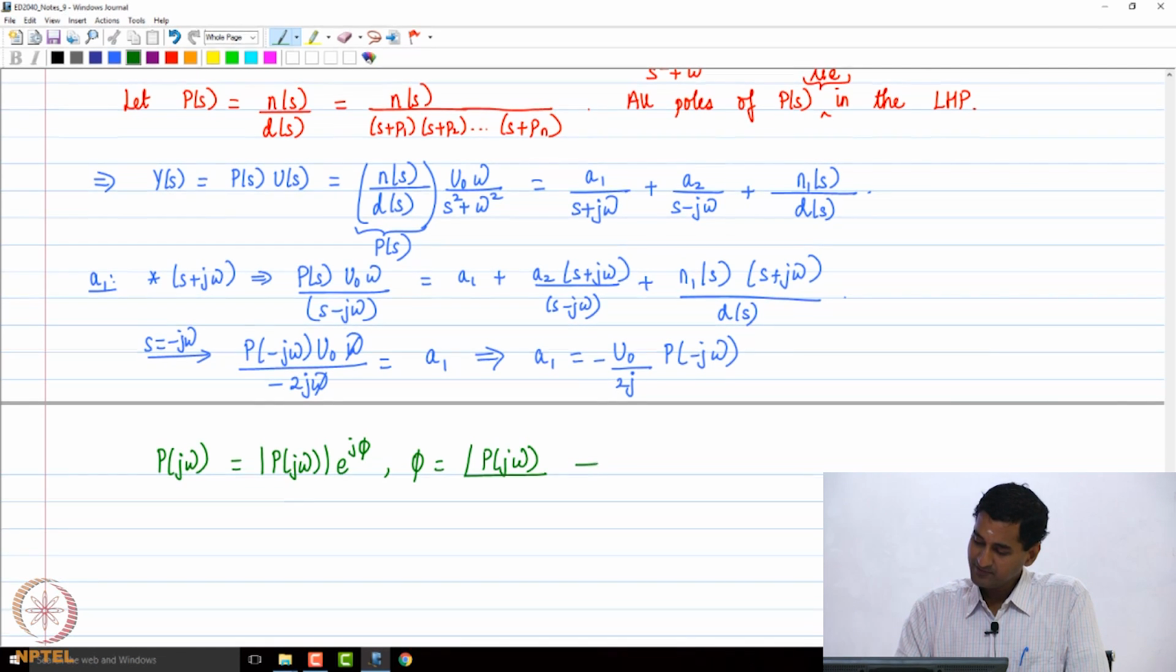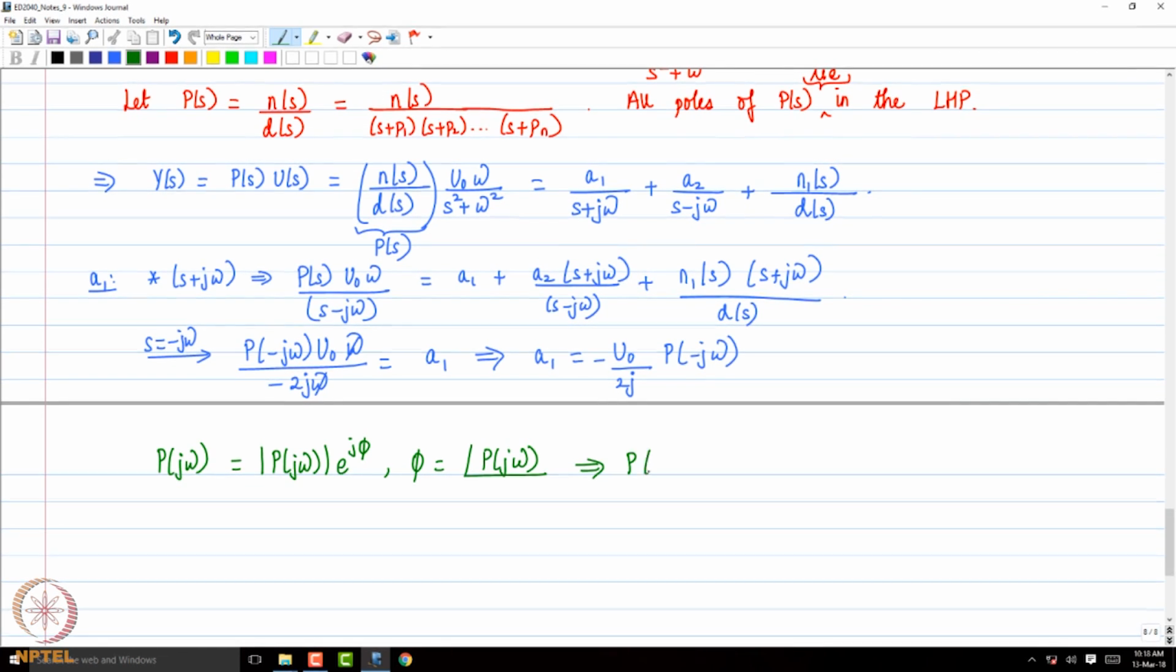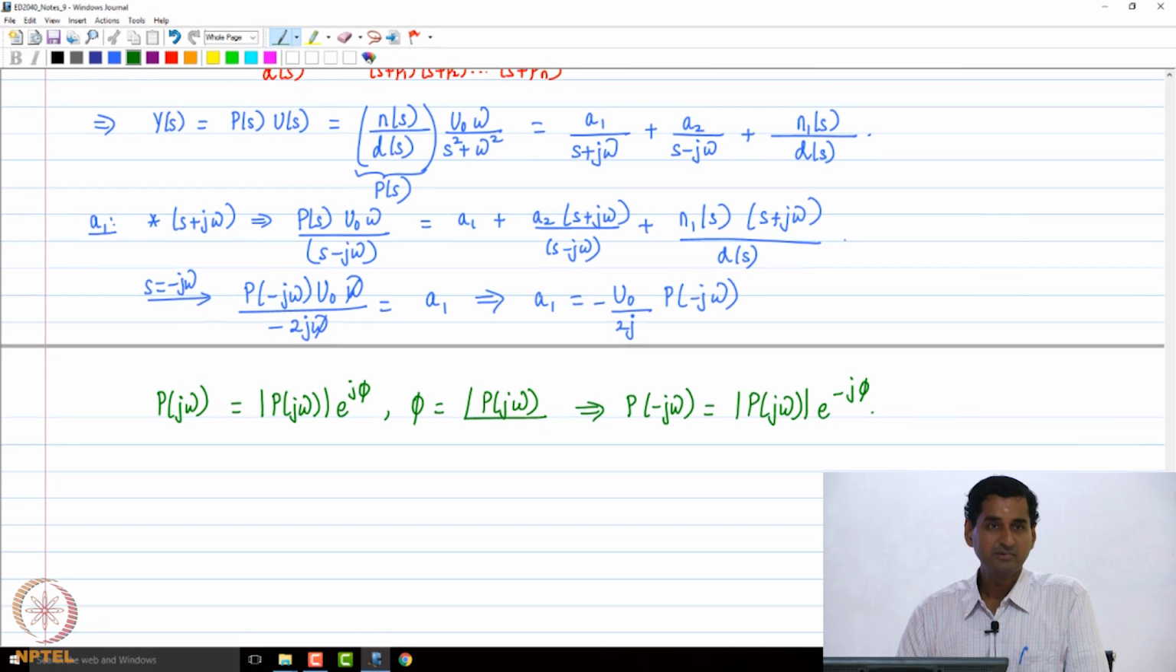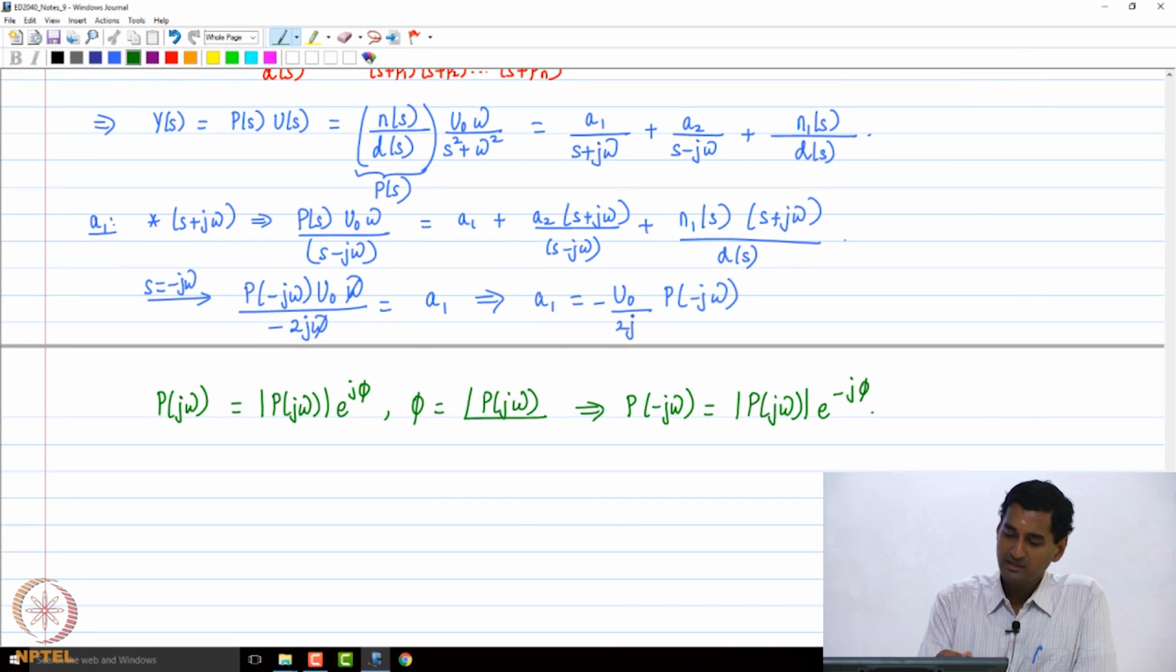So, this immediately implies that if I have P of minus j omega, what am I going to have? That is going to be the magnitude of P of j omega e power minus j phi. So, the phase just becomes the negative of the phase of P of j omega. That is the representation we are going to follow for the complex valued function P of j omega.